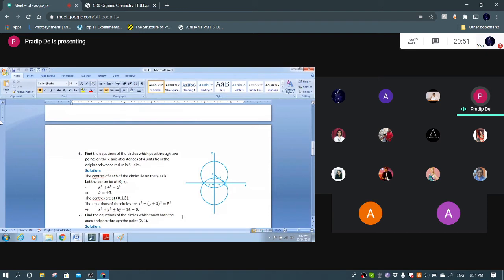One thing is clear, that because the circle touches both the axes and it passes through the point 2, 1, the circle lies entirely in the first quadrant. Yes. That is for sure. Now, can you draw a diagram? Neither we know the center nor the radius.